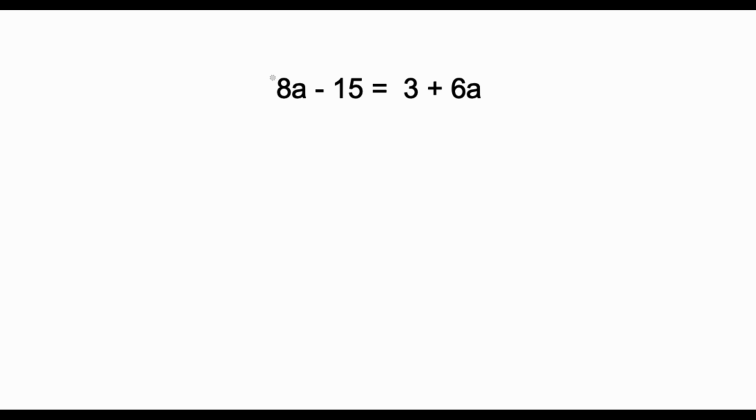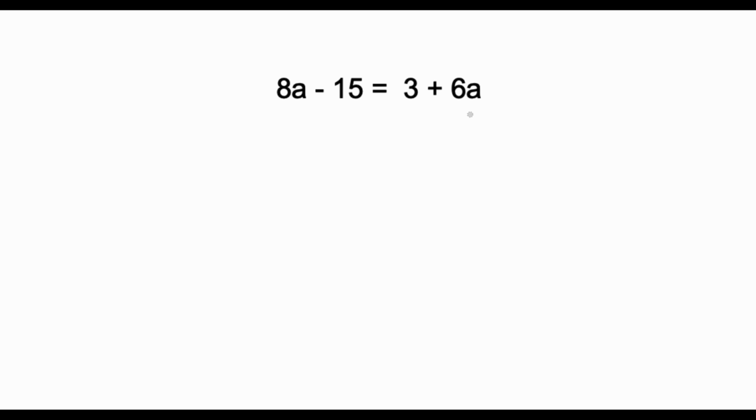Okay, so if you look carefully here, you've got 8a on this side and 6a on this side. All right. Which term do you think it's going to be easier to move? 8a to where the 6a is, or 6a to where the 8a is? Well, the rule of thumb is the smaller term is usually easier to move over to where the larger term is, especially if the larger term is a positive term. So the 8a is positive here because it doesn't have a negative in front.